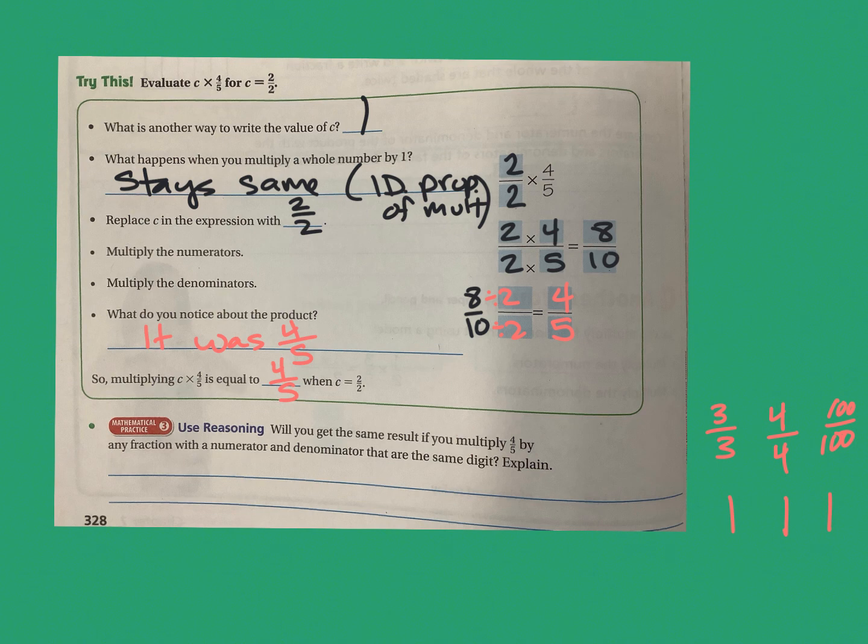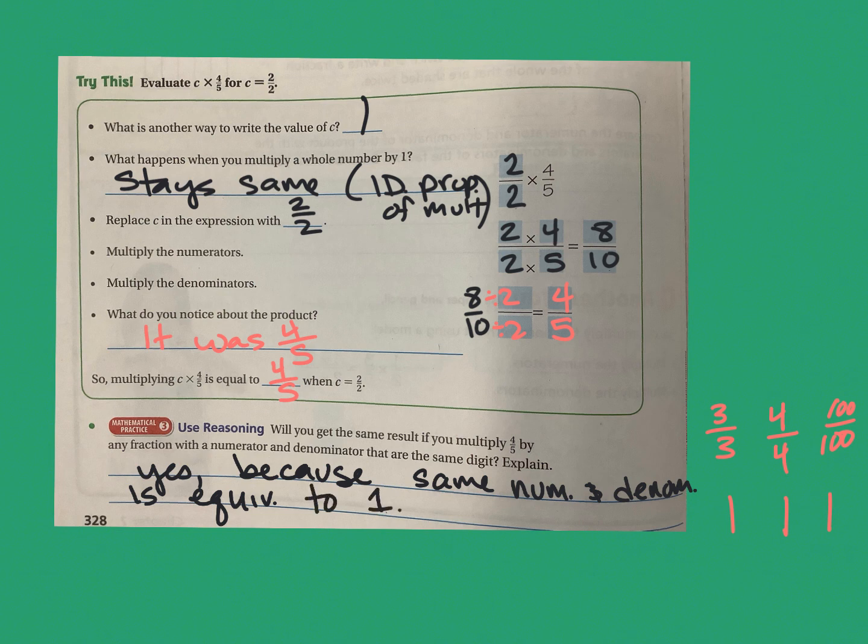So my answer is going to be yes, because, how do we want to word that? Because same numerator, we'll just put num there, and denominator, we'll just put denom there, is equivalent to the number 1.